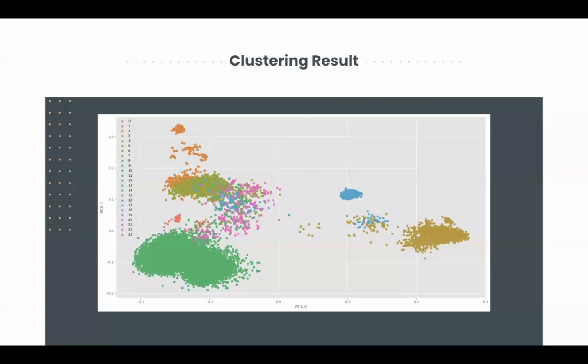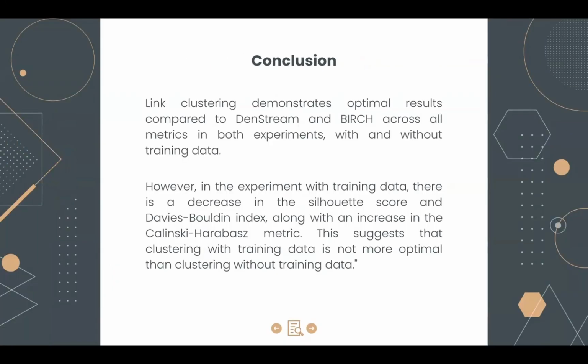So for the conclusion, Link clustering demonstrates optimal results compared to DenStream and BIRCH in all metrics, in both experiments with and without training data. However, in the experiment with training data, there is a decrease in the Silhouette score and Davies-Bouldin index, along with an increase in the Calinski-Harabasz index. This suggests that clustering with training data is not more optimal than clustering without training data.